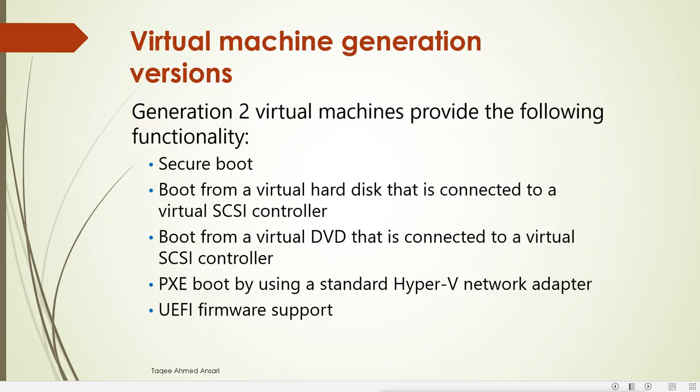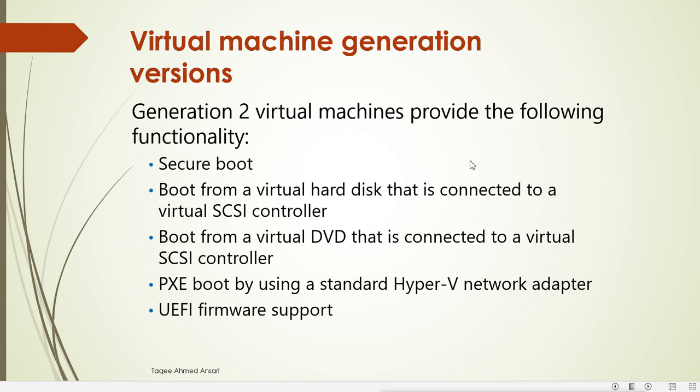Then when we create the virtual machine, we have generations. We have two generations, generation 1 and generation 2. Now generation 1 is to support backward compatibility. Backward compatibility means the previous versions of Hyper-V, for example Server 2008 and before. So we have generation 1 so that if we want a virtual machine which we can migrate, that means we can move from Server 2016 to Server 2012 to Server 2008.